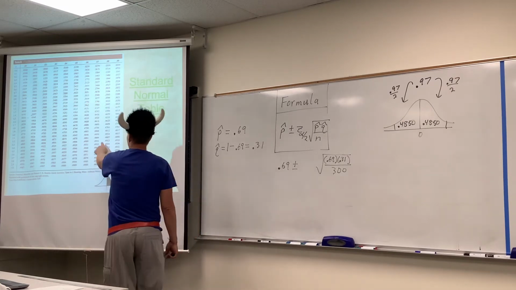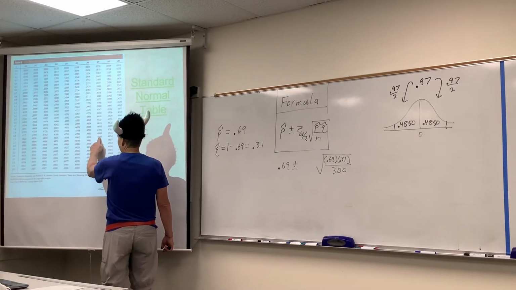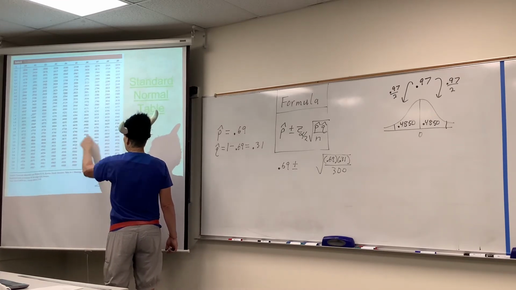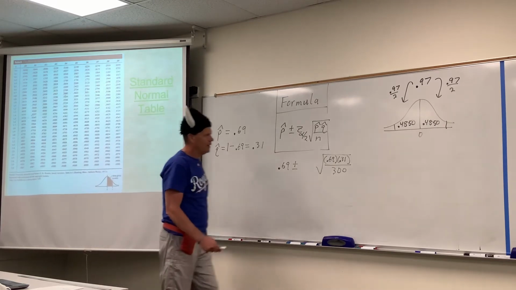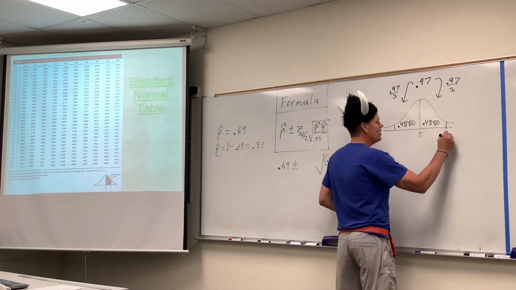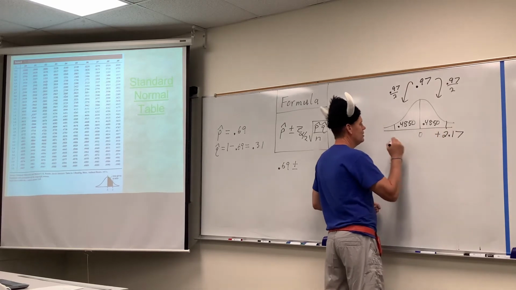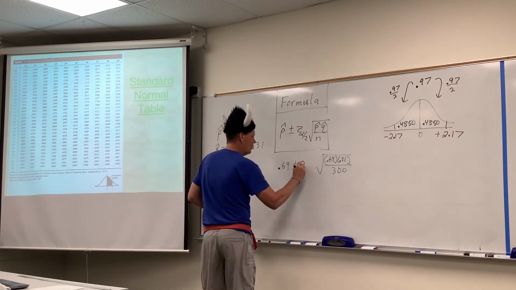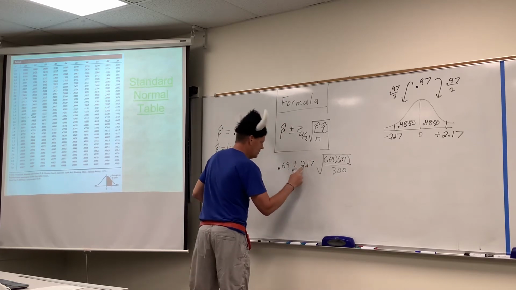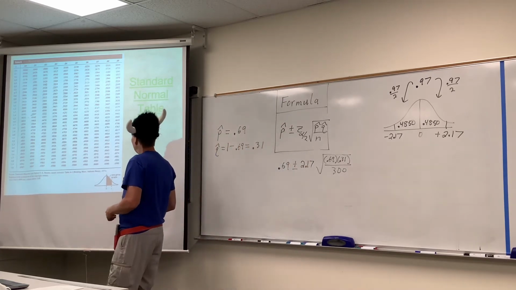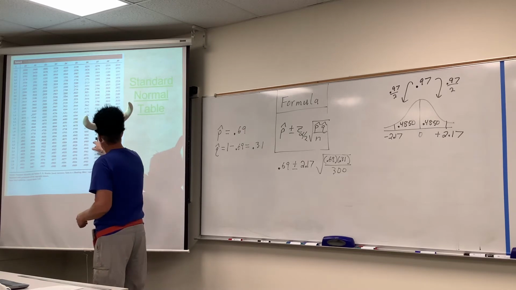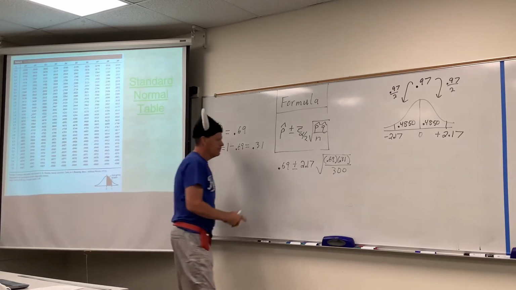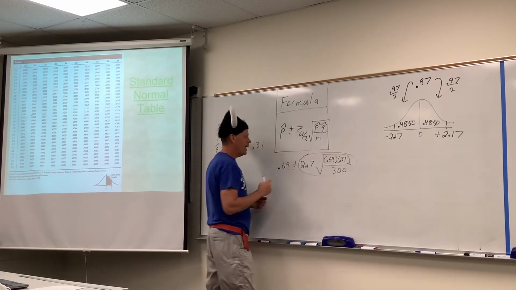Look at that, it's perfectly in the table. And it's 2.17. So we're going to go to 2.17 standard deviations above and 2.17 standard deviations below, and 2.17 goes right here. The plus or minus is already baked in. So that's going to be the margin of error.